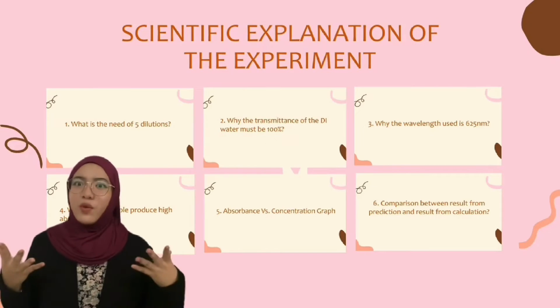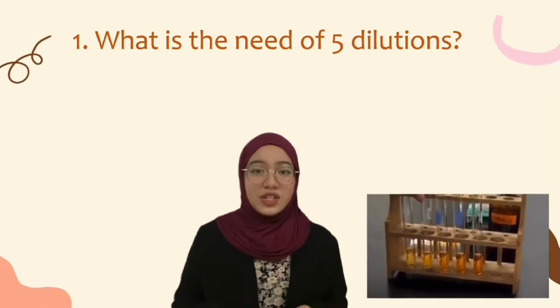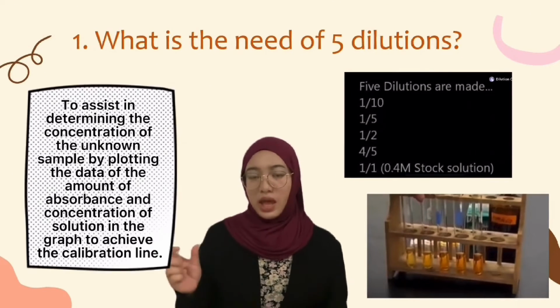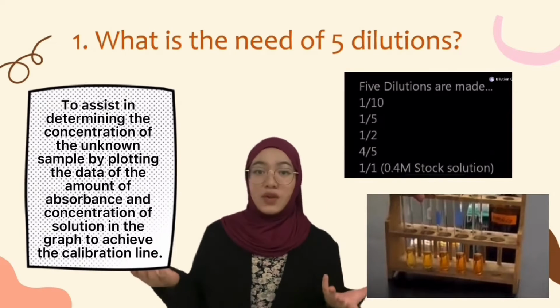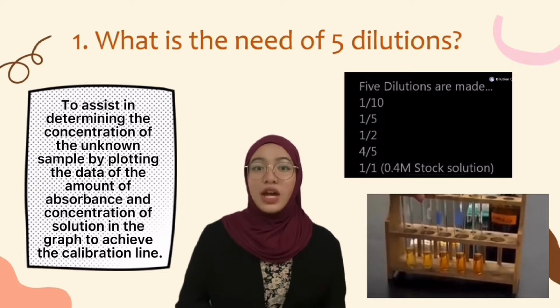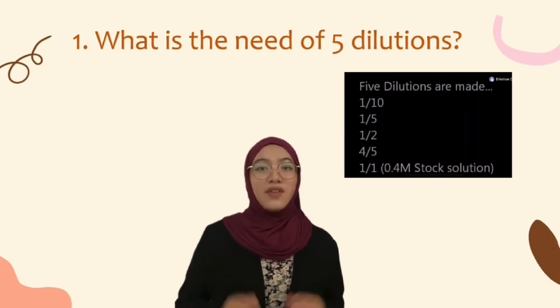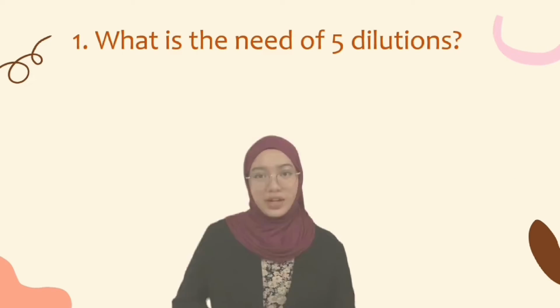Next part is about the scientific explanations of the experiment chosen. You might be wondering, why do we need 5 dilutions to perform this experiment? These dilutions are needed to assist in determining the concentration of the unknown sample by plotting the absorbance against the concentrations of the solutions in the graph to achieve the calibration line. The calculation of concentration is governed by the Lambert-Beer law. Once the calibration line is established, by having the standard curve, the unknown concentration of the sample can be determined by plotting on the graph.